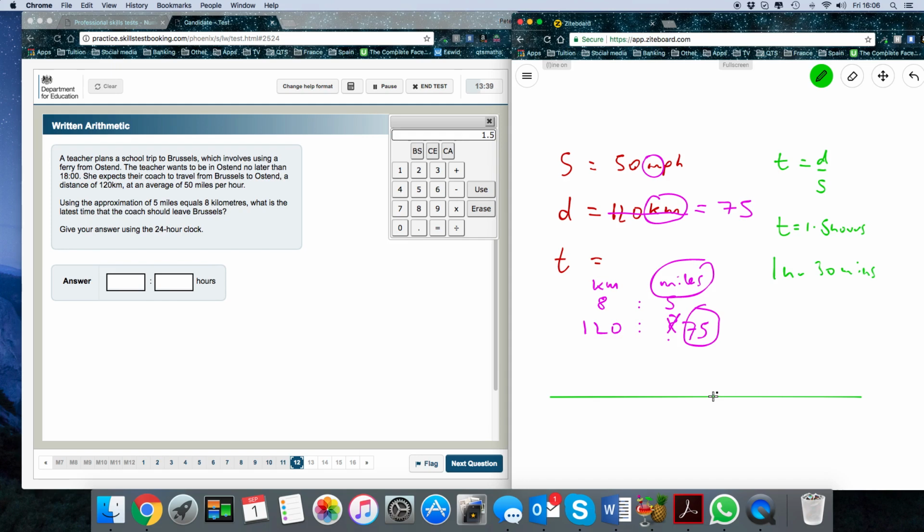Okay, so then timeline. If you read the question carefully, it says that we need to be in Ostend no later than 1800. So 1800 goes on the end. Okay, it's going to take us 1.5 hours to get there. So if we subtract 1 hour and then subtract 30 minutes, that's 1630.